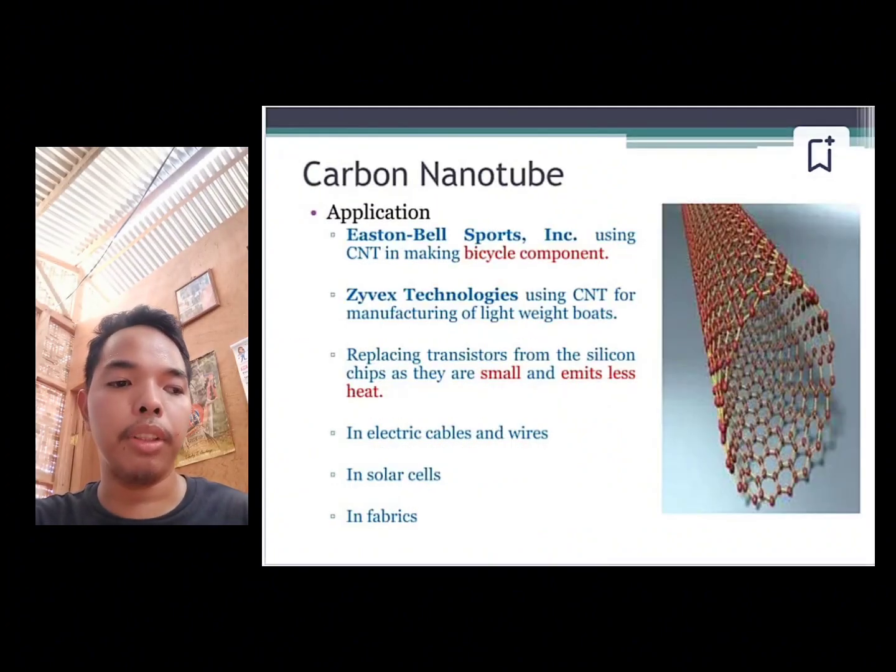Lastly is the application. Easton Bell Sports is using CNT in making bicycle components, and Zyvex Technologies is using CNT for manufacturing lightweight boats. CNTs are also replacing transistors from silicon chips as they are small and emit less heat, and are used in electric couples and wires, solar cells, and fabrics.